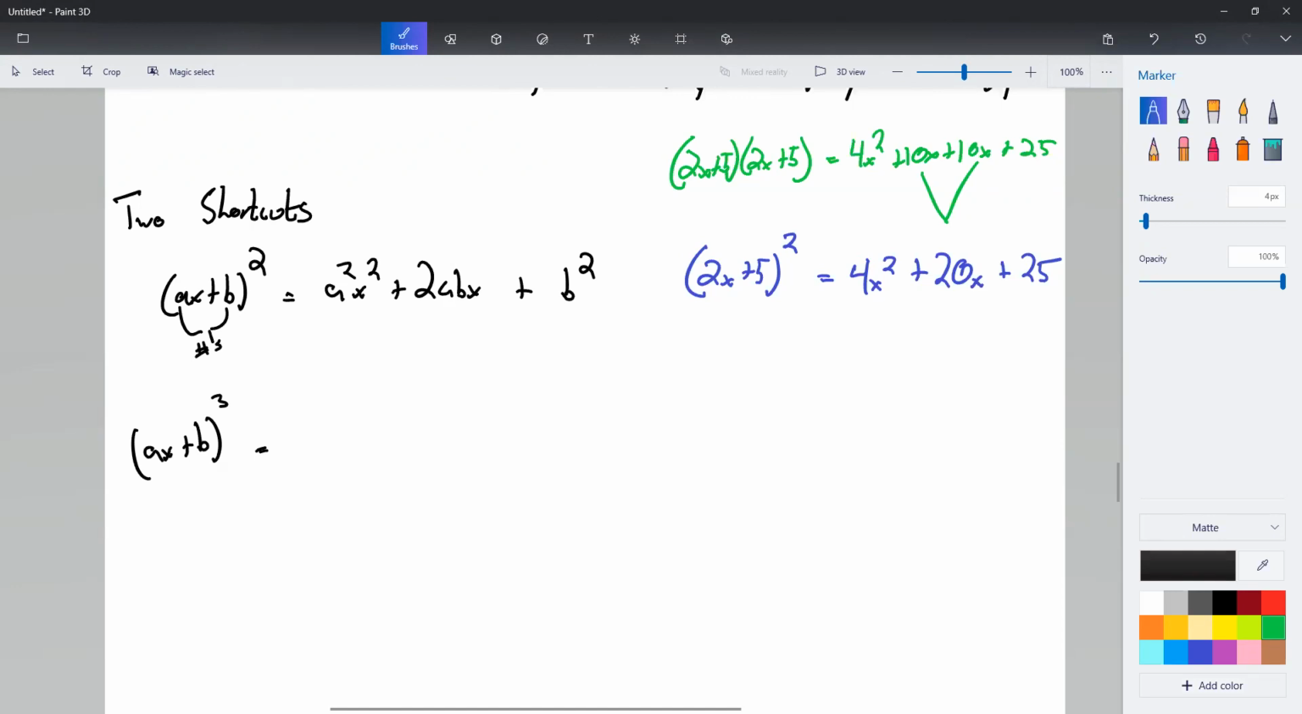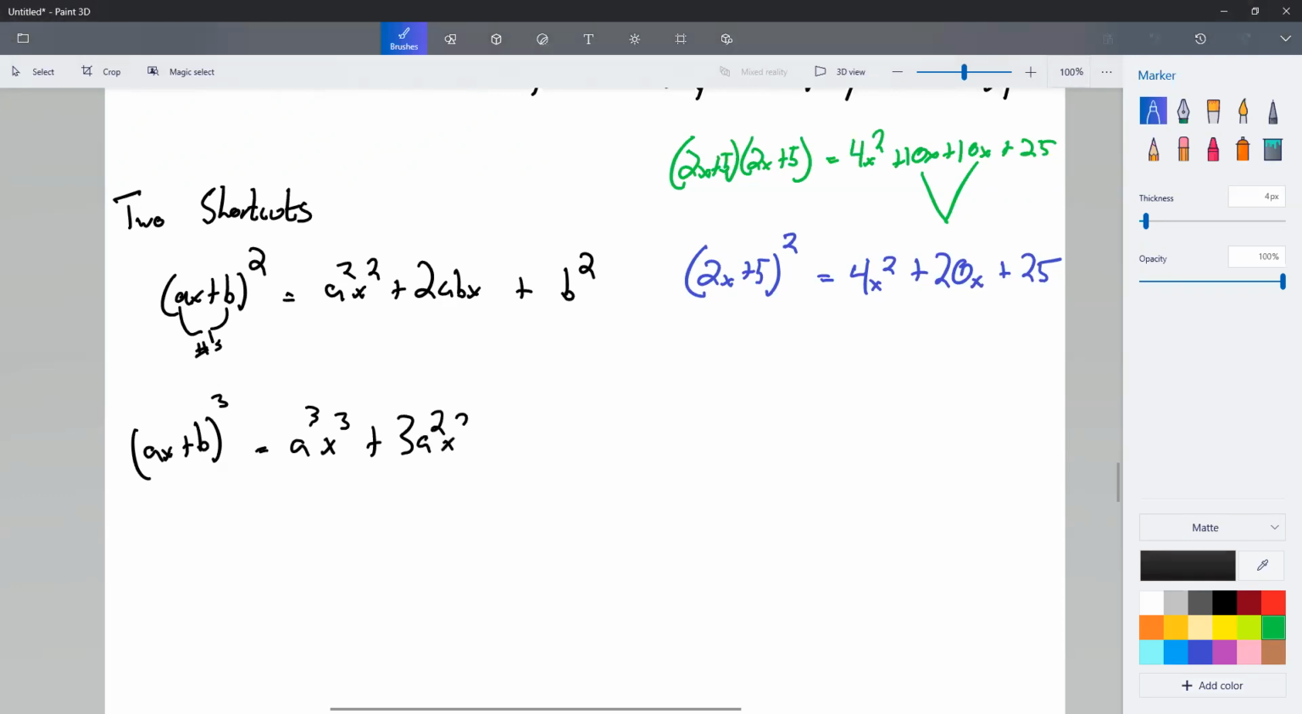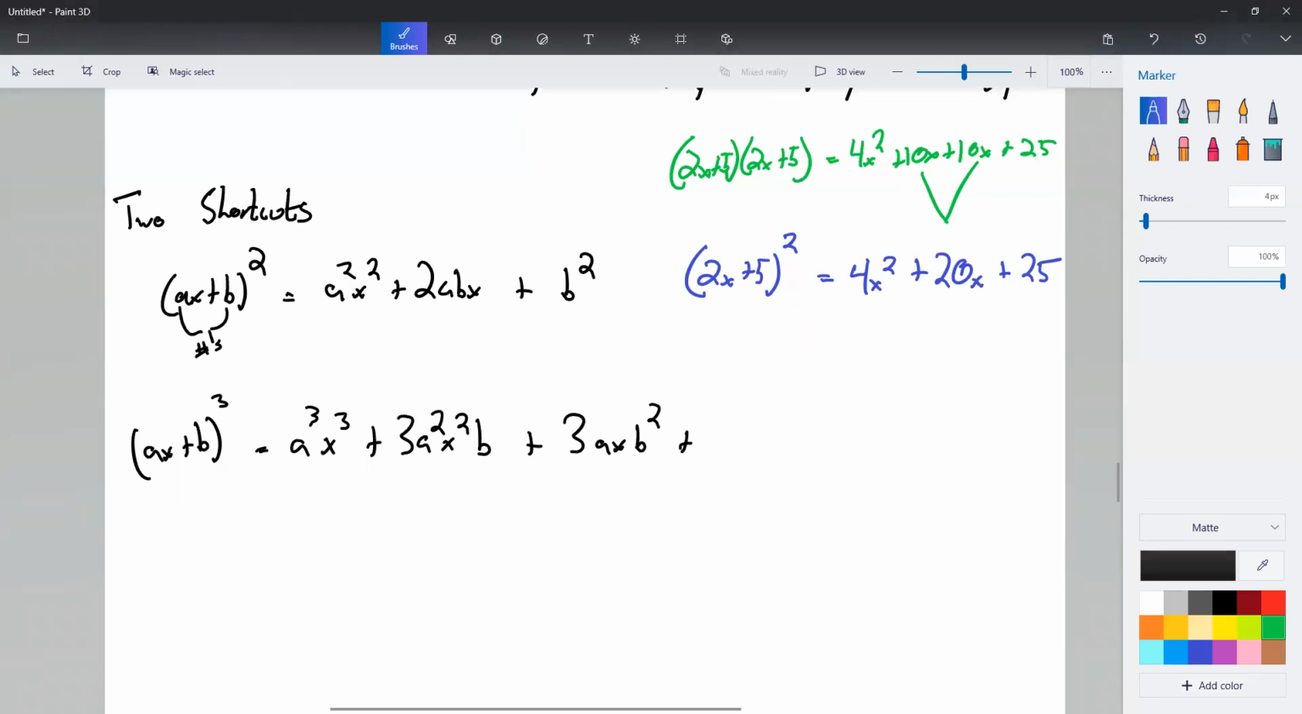So when you FOIL this thing out, you're going to get a cubed, x cubed, plus 3a squared x squared b, plus 3ab squared x, plus b cubed. Always and forever, I'm going to get that.